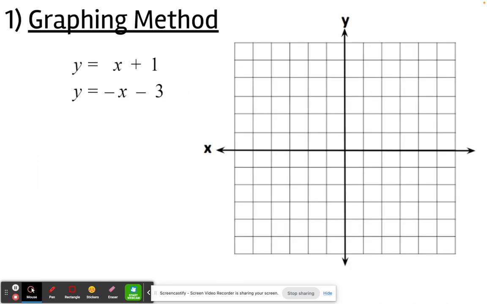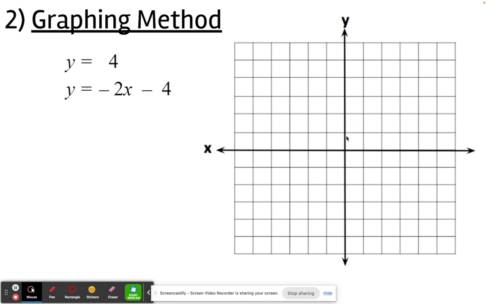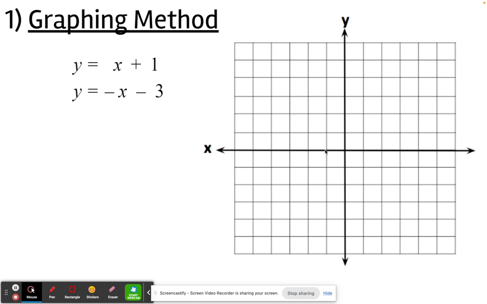So let's practice graphing. Here I have y equals x plus 1. As you recall, this 1 is our y-intercept. So I'm going to put a point. Oops, I have to actually turn on my pen. As you know, I have trouble remembering to do that.